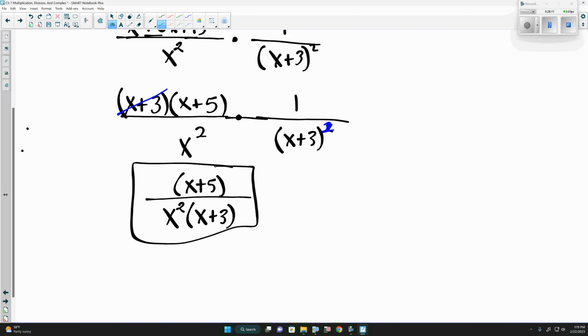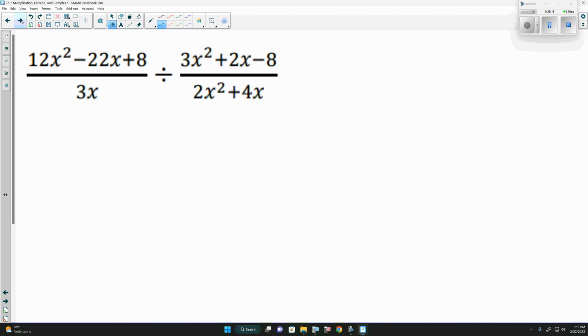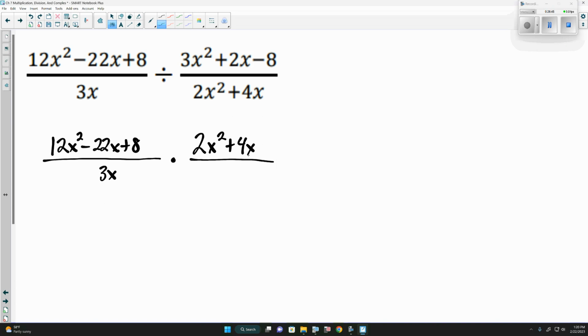Questions on this here? I don't think we have too many more division problems before we get into complex. So let's look at this one here. So again, the first thing I would do is keep the first one the same, change it from division to multiplication, and flip the second.